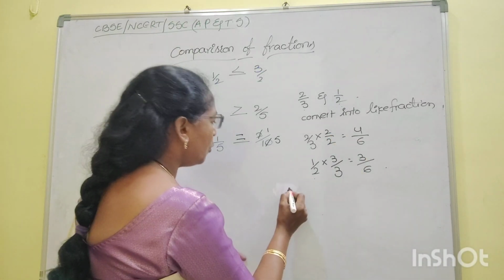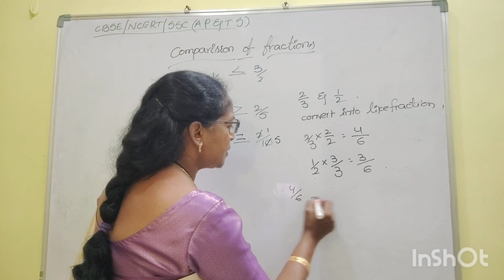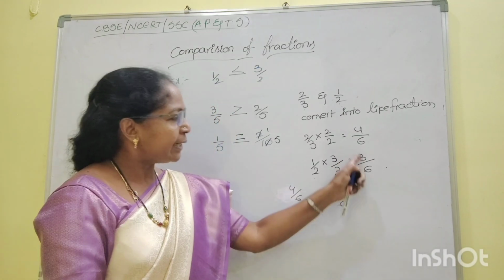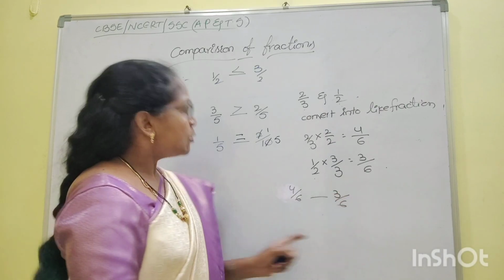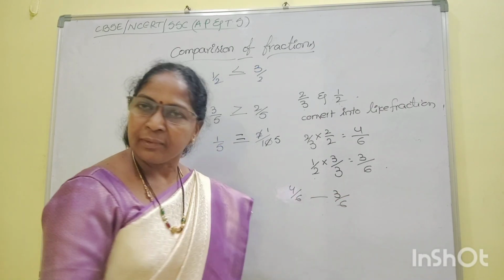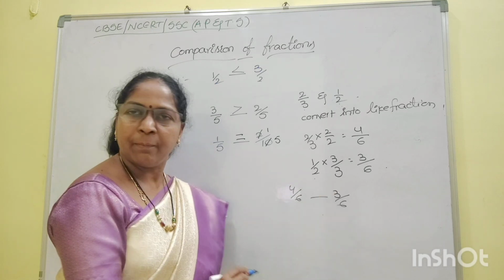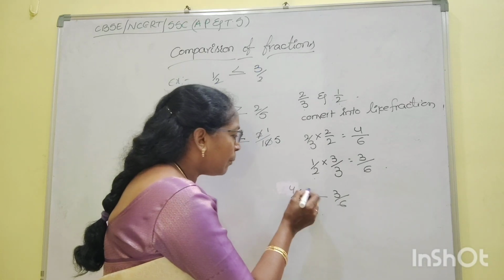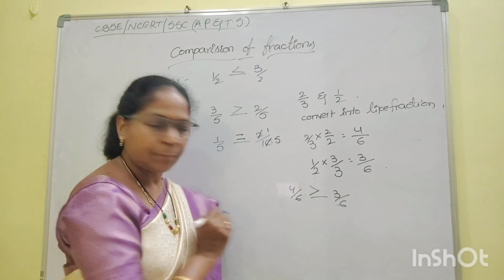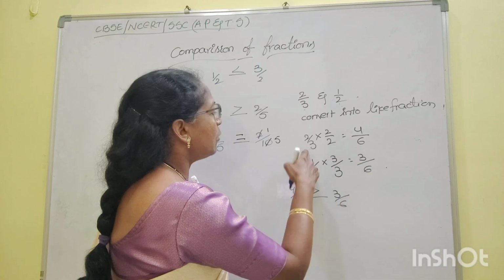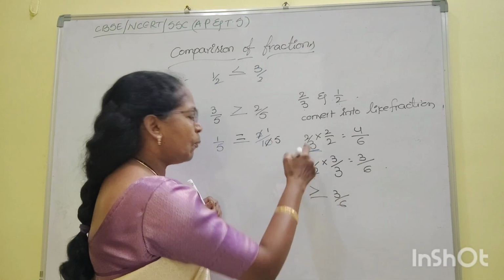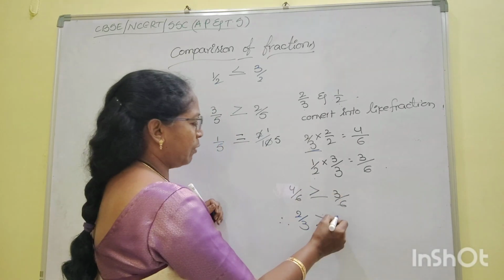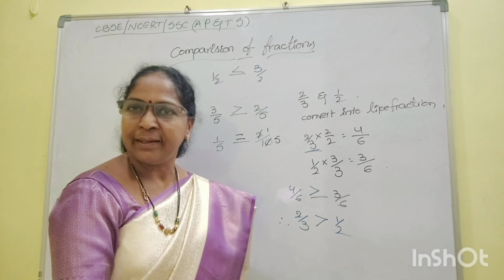Now write 4 by 6 and here 3 by 6. The first given fraction is 4 by 6 and the second is 3 by 6. Which is greater? Is the first one a greater number or a smaller number? 4 and 3, 4 is the greater number. Whenever it is a big number or greater number, you write greater than. But 4 by 6 is equal to the given fraction 2 by 3. So 2 by 3 is greater than 1 by 2. This is the correct answer.